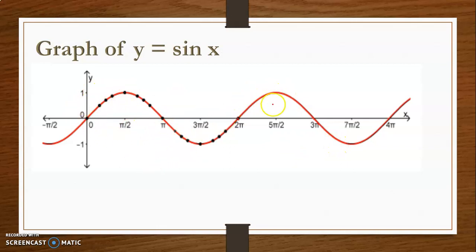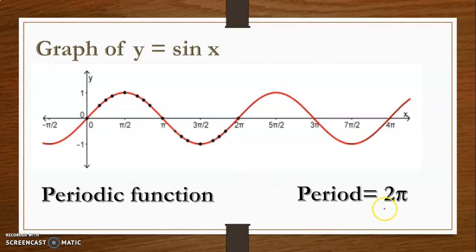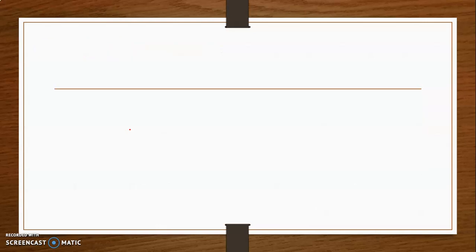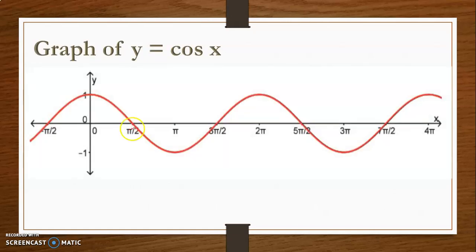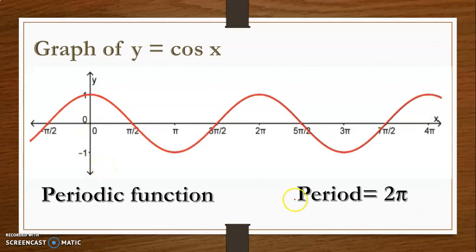The same lang gyud gihapon siya. So with this pattern repeating in our graph, we can say that sine x is a periodic function with a period of 2 pi. So it will repeat one cycle every 2 pi. This is the one cycle of y equals sine x. If we graph cosine x, it is just the same as sine x. It is also periodic and it repeats with 2 pi.